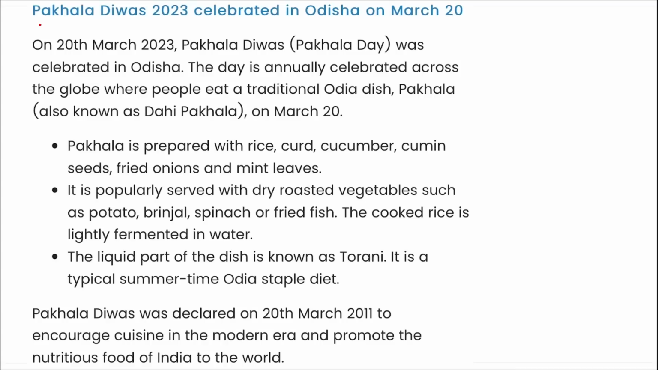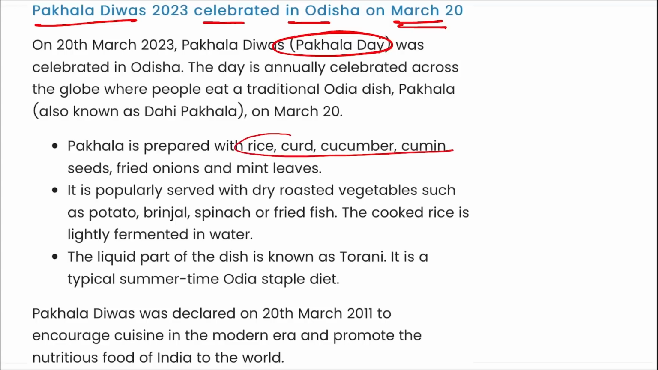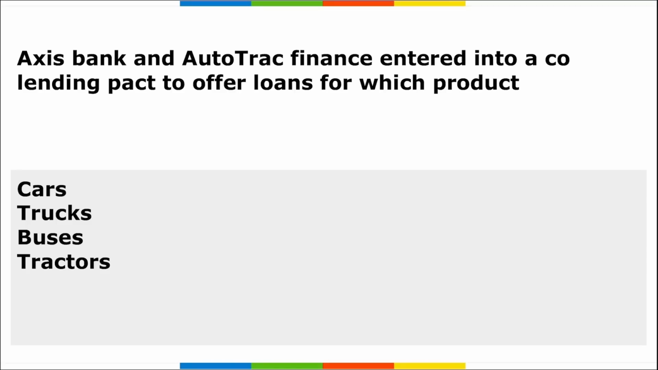Next, here you can see Pakala Divas celebrated in Odisha on 20th of March, and this Pakala is a dish that is prepared with rice, curd, cucumber, cumin seeds, fried onions, and mint leaves. Next, Axis Bank and Autotrack Finance.